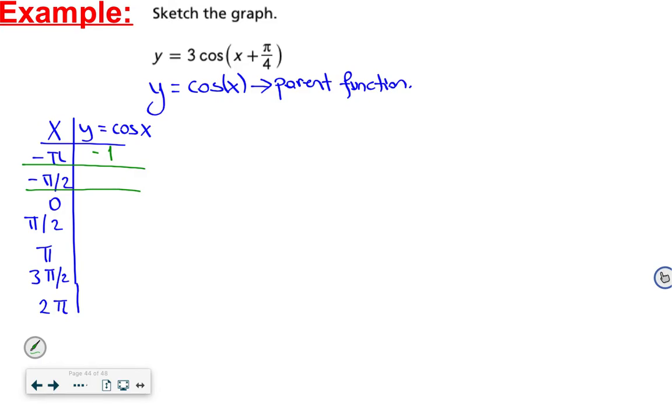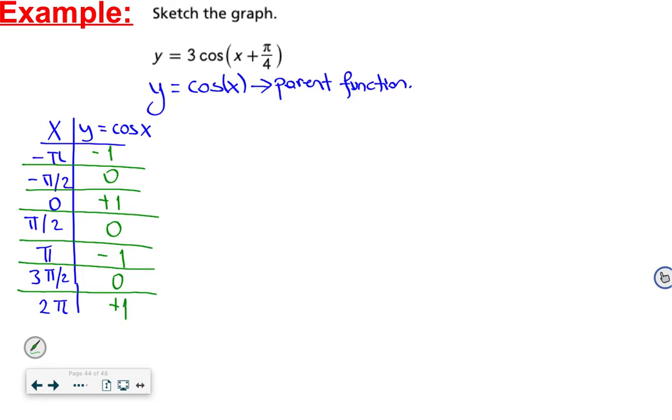If you substitute negative pi over 2 into the function, you will get 0. If you give 0, you will get positive 1. If you give pi over 2, you will get 0. If you give pi, you will get negative 1. If you give 3 pi over 2, you will get 0. If you give 2 pi, you will get positive 1.